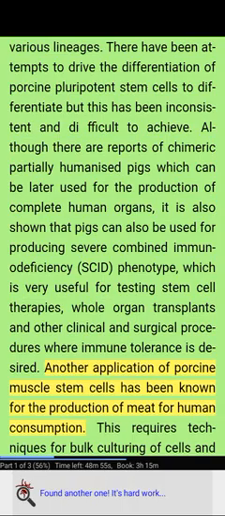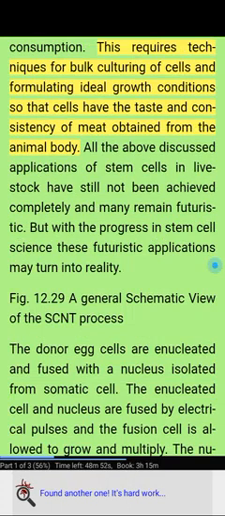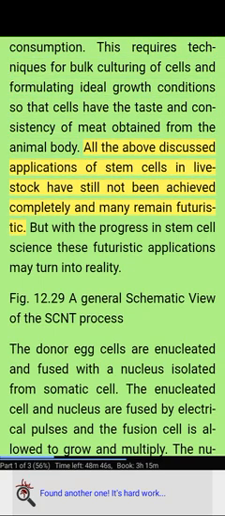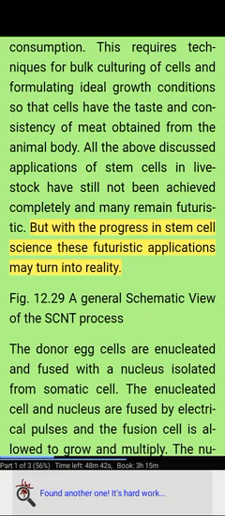Another application of porcine muscle stem cells is the production of meat for human consumption. This requires techniques for bulk culturing of cells and formulating ideal growth conditions so that the cells have the taste and consistency of meat obtained from the animal body. All the above discussed applications of stem cells in livestock have still not been achieved completely and many remain futuristic. But with the progress in stem cell science, these futuristic applications may turn into reality.